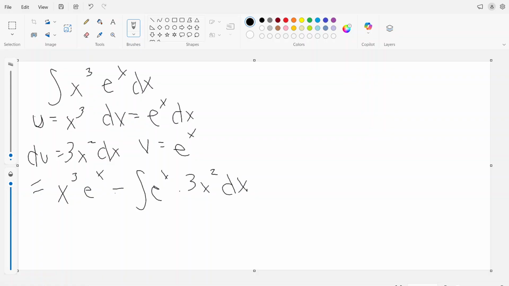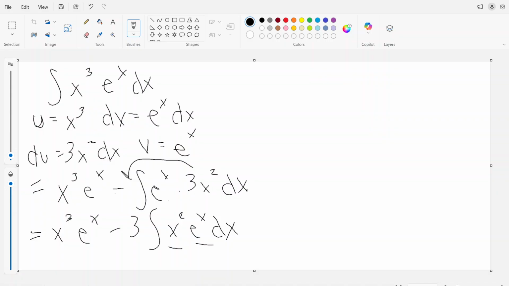But wait, you can factor this 3 out in front because it becomes a coefficient. So this becomes x cubed e to the x minus 3 times the integral of x squared e to the x dx. But what you notice here is that this is another IBP because you have something by something. But luckily for us, and coincidentally, we have already done this problem, x squared e to the x.